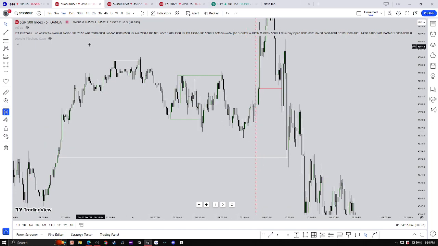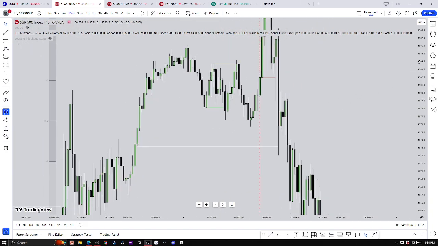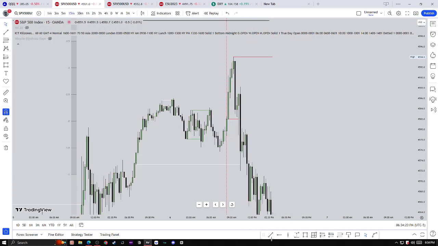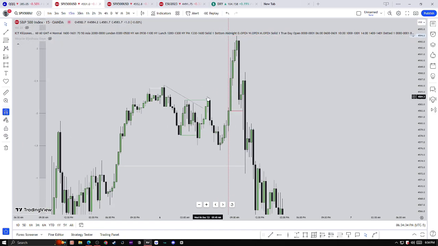Now, I would first of all look for a 15-minute PD array for a bullish market structure shift, because what I noticed is this is a downtrend. The problem here, though, is that look at this high. There was a high made above this previous lower high. So then this makes it a higher high.